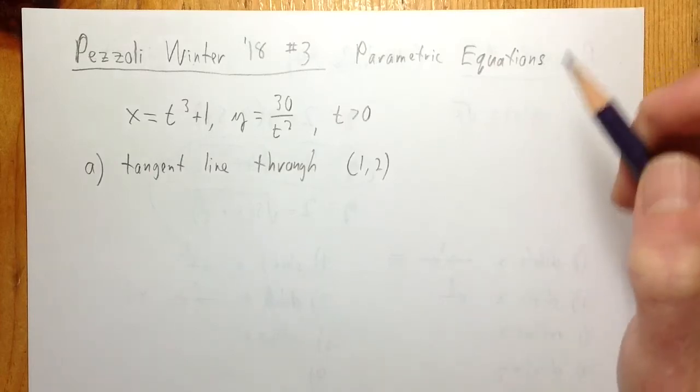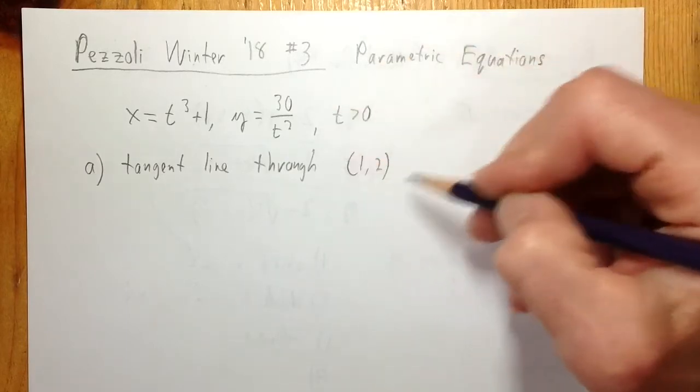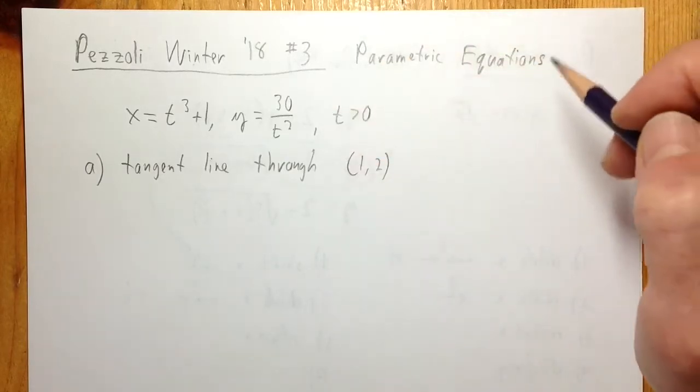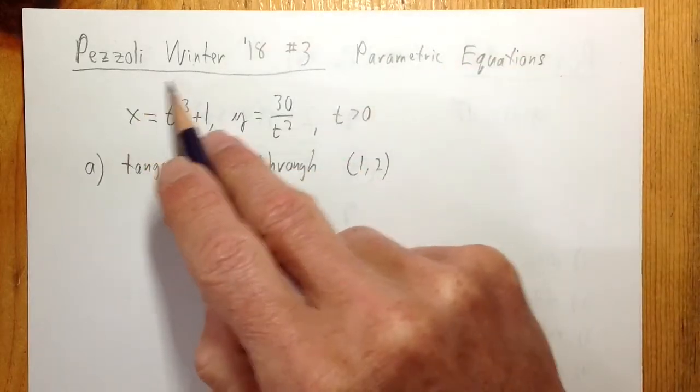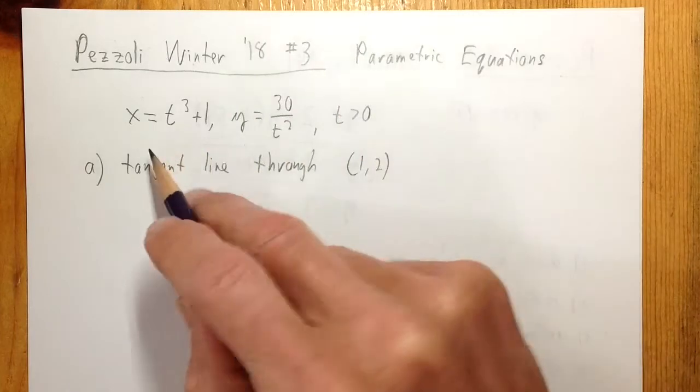I mean, they all have solutions, but I know it can be hard to figure out what they did. So hopefully with me talking through it, it makes it easier to figure it out. Okay, so I'm going to do Pezzoli's number 3, which is Pezzoli 1/18 number 3.